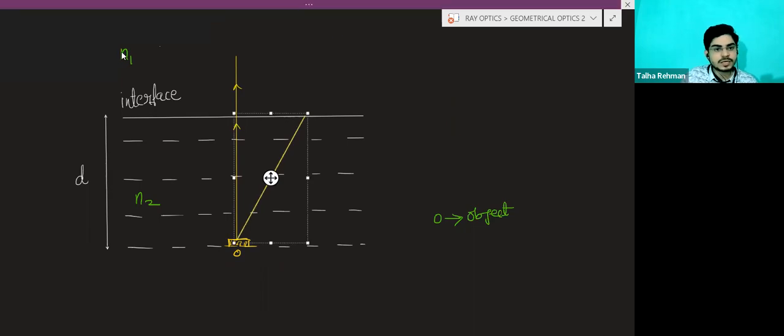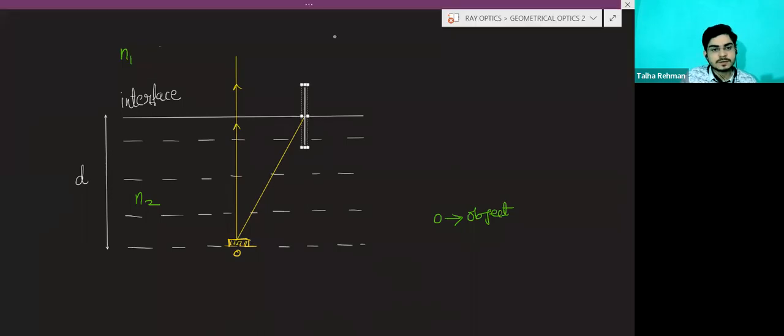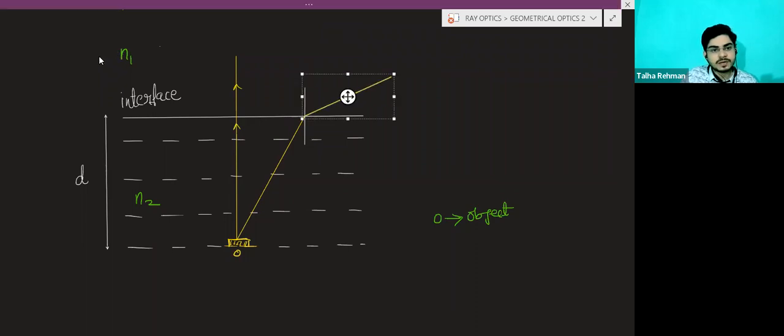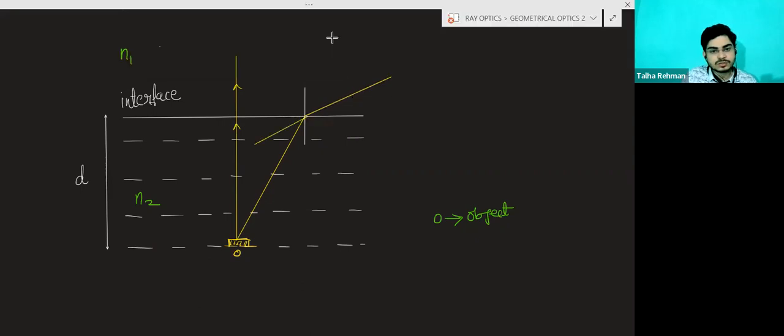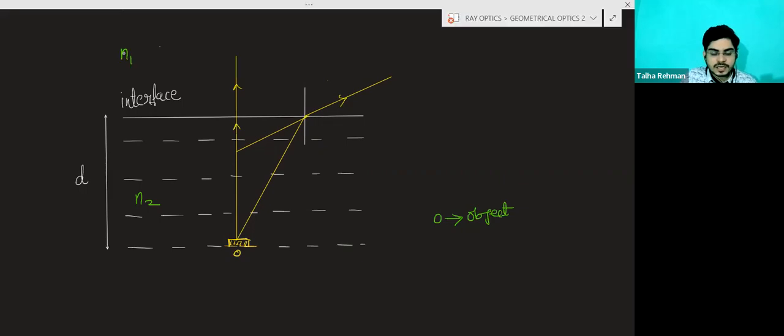Now we will draw the normal for showing the path of the refracted ray. So this is the normal. Then this ray will bend away from the normal, and we will produce the refracted ray in the backward direction like this. So somewhere here the image will form. This is the refracted ray.